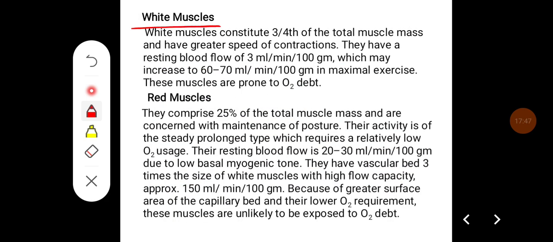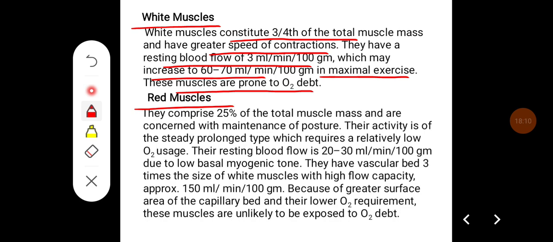White muscles. White muscles constitute 3/4 of the total muscle mass and have a greater speed of contraction. They have a resting blood flow of 3 ml per minute per 100 gram, which may increase to 60 to 70 ml per minute per 100 gram in maximal exercise. These muscles are prone to oxygen debt.